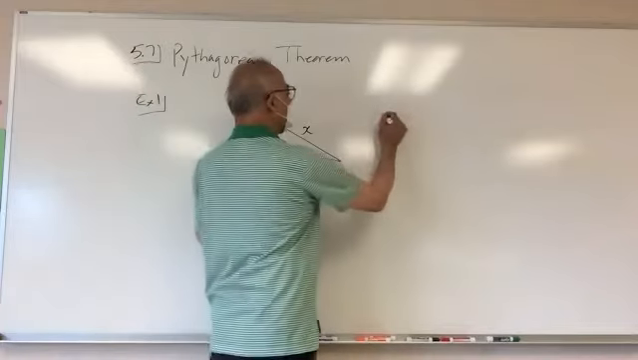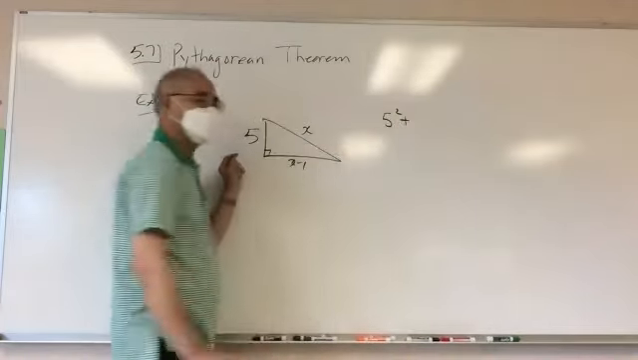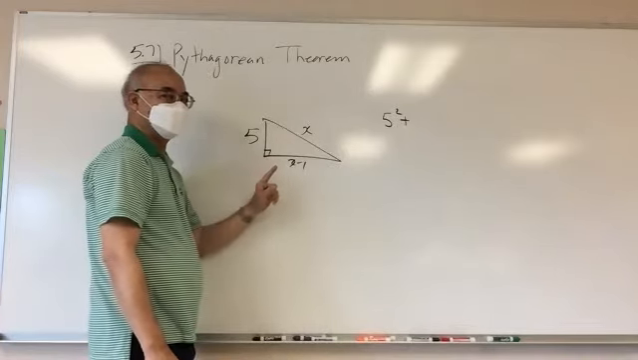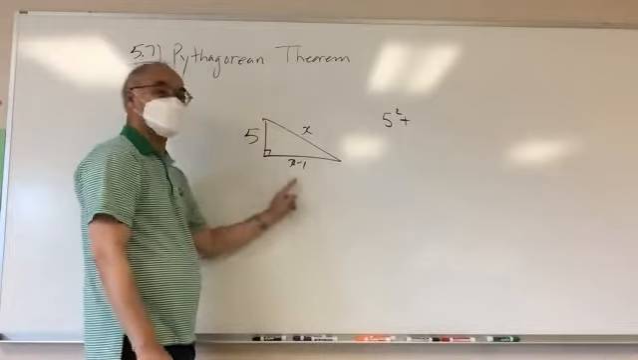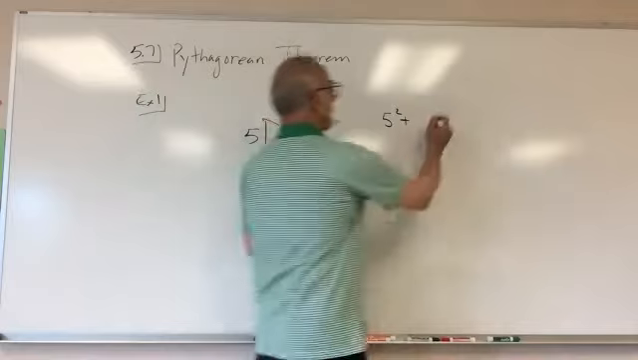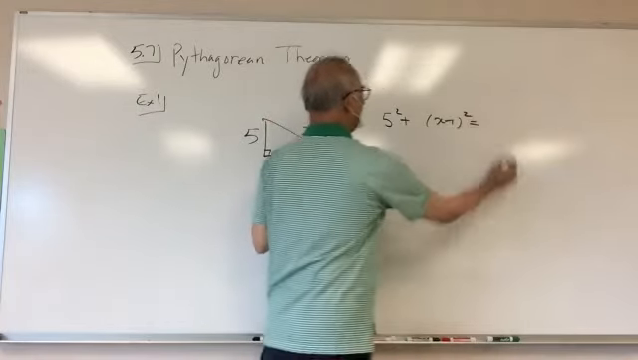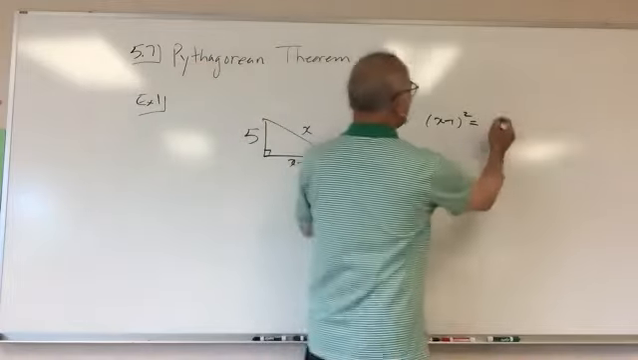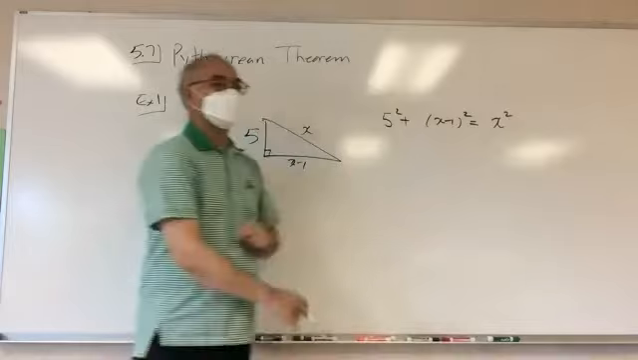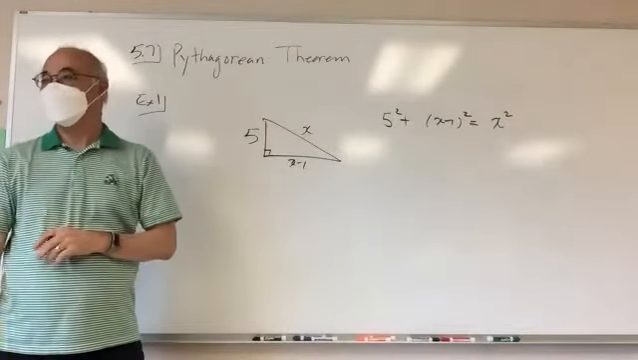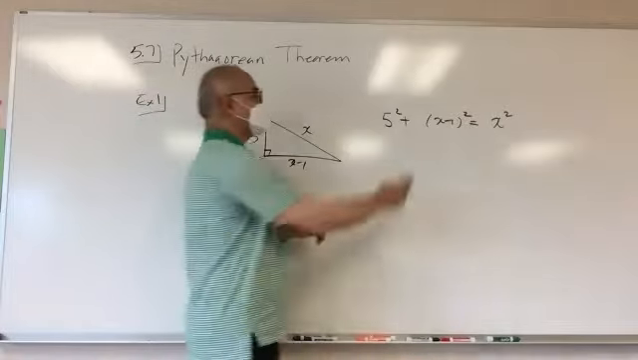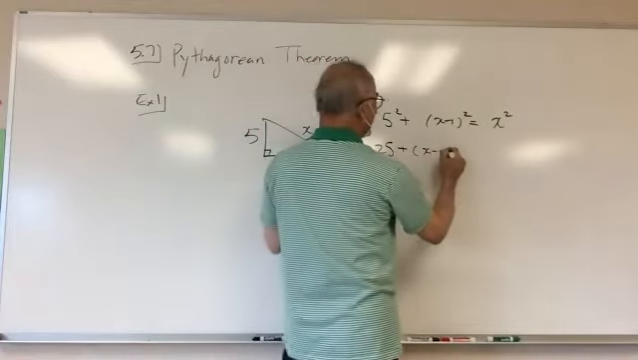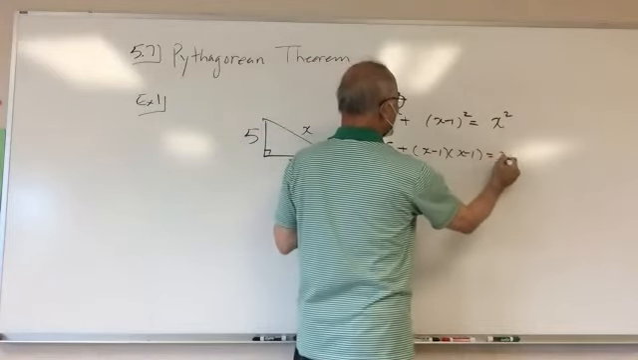Okay, so 5 squared plus x minus 1. X minus 1 would be the b, right? So this would be x minus 1 squared. That's going to be equal to the hypotenuse, which is the longest one, which is x squared, right? Okay. So this is our old friend. We did this in algebra, right? X minus 1 squared. So this is 25, obviously, right?